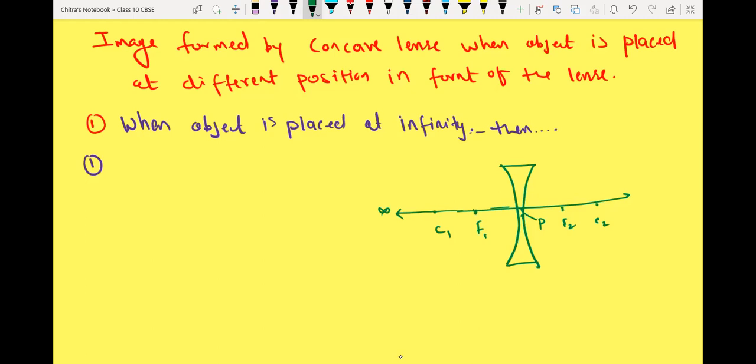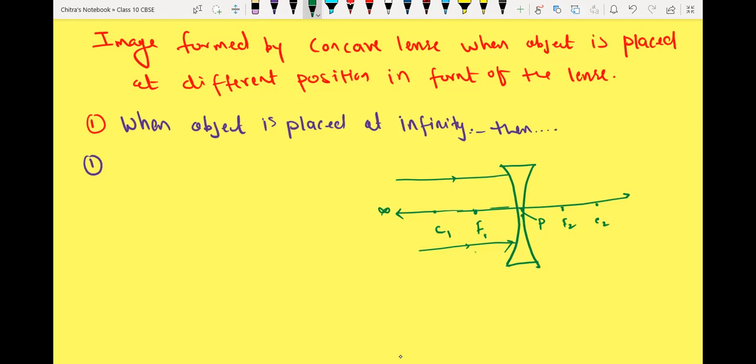So suppose we are placing the object at infinite distance. All the light rays will be incident on the lens parallel to the principal axis, is it or not? Yes, sir, it is. So here we have one light ray, and another light ray I'm taking from here. So as we know, the image will form at the focus only.